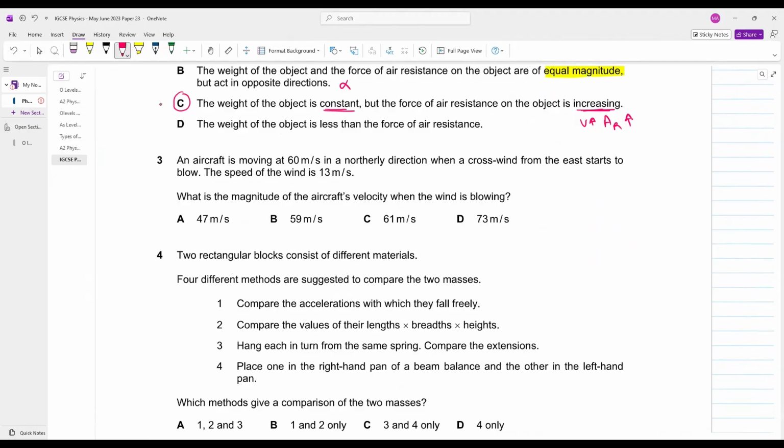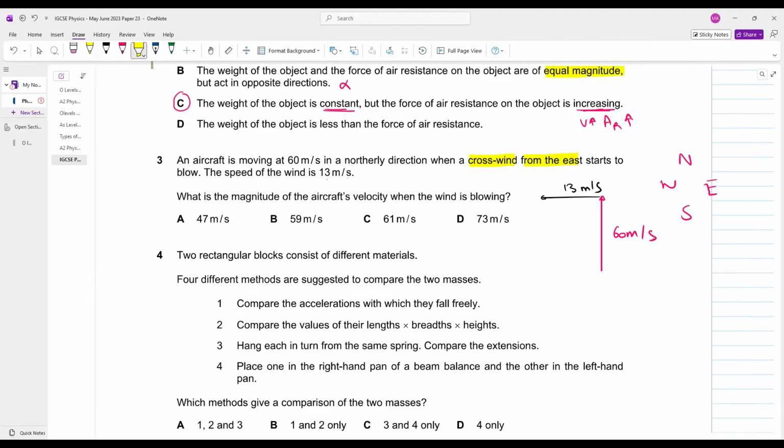An aircraft is moving 60 meters per second in the north direction like this. Okay. This is 60 meters per second. When a crosswind starts to blow from east, the speed of the wind is 13 meters per second. Beta, for your information, this is north, this is south, this is east, this is west. If you realize wind starts to blow from the east, so wind is going from east to west. What is the speed of the wind? The speed of the wind is 13 meters per second.